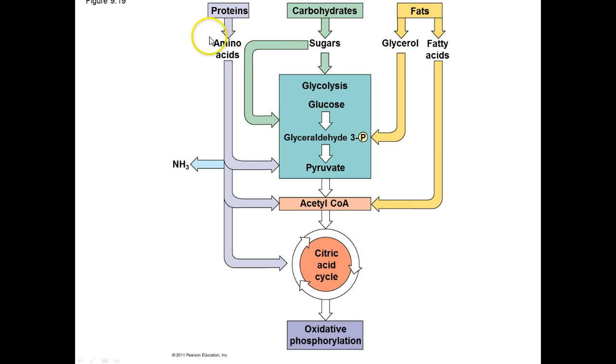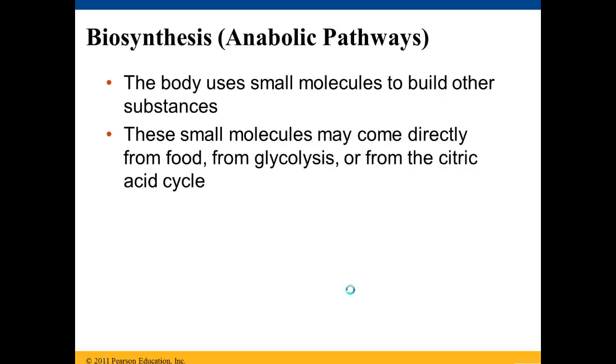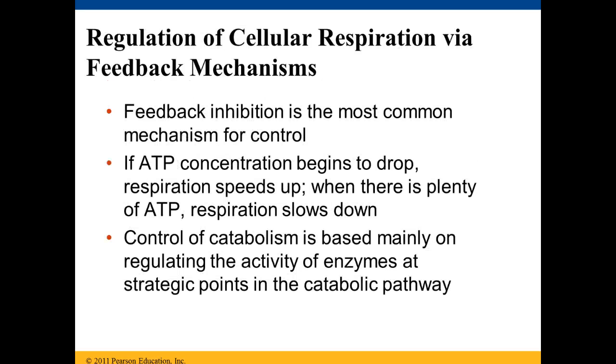So you can get fat off steak, you can get fat off cheeseburgers, you can get fat off too much pasta. But pretty much we lead to the same pathways at all times. And the body uses some molecules to build. We've been talking about cutting things down, but we can also build things up. Small molecules can come directly from food, from glycolysis, or from the citric acid cycle, and we can use those smaller molecules to actually make things. So it's not all breaking things down.